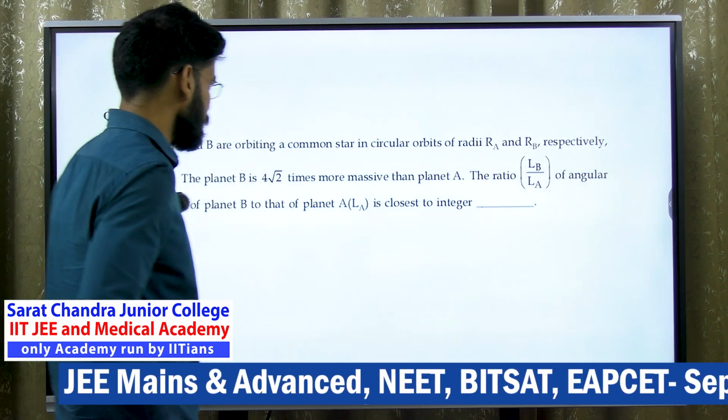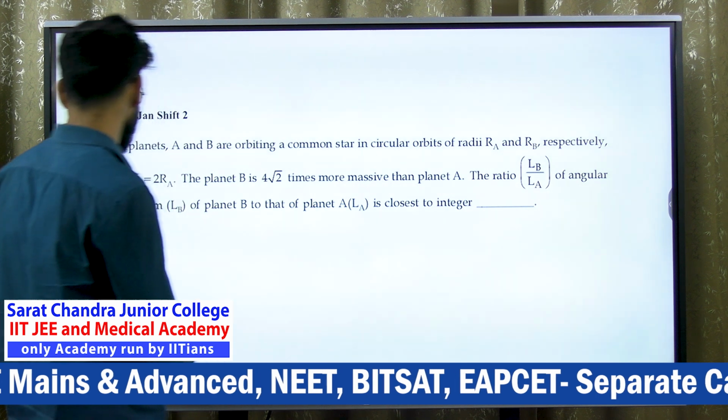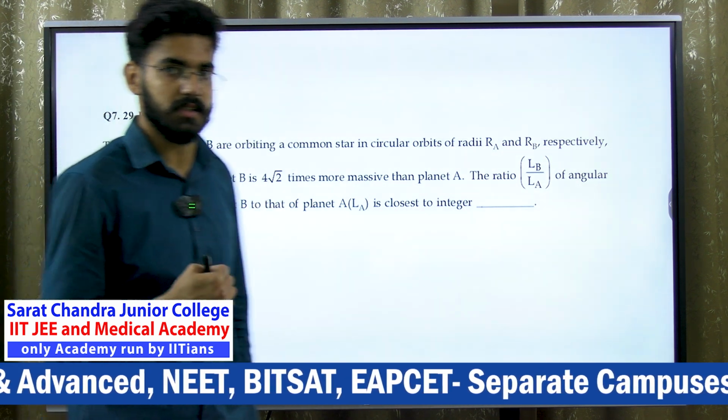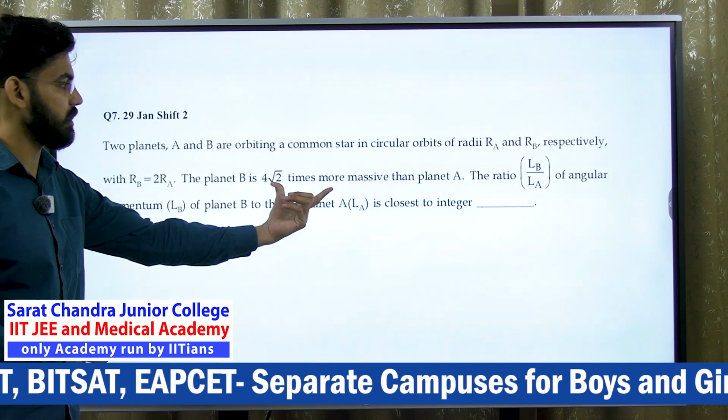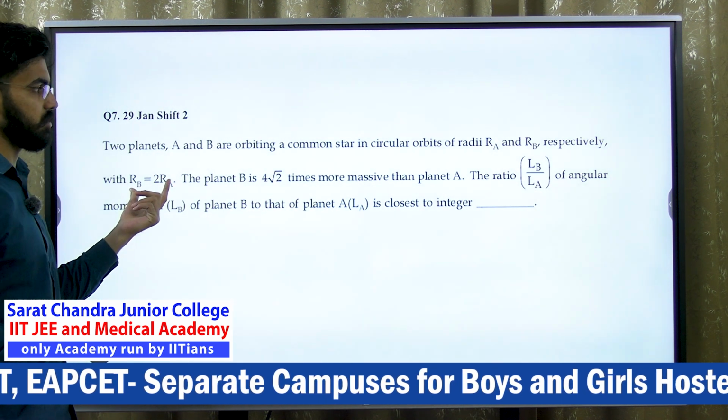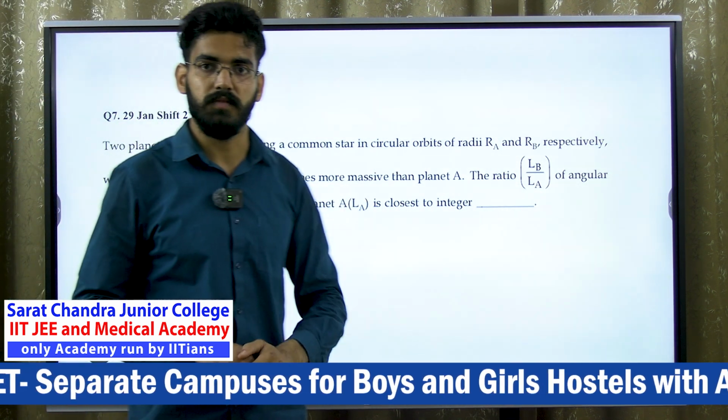That's how. What was there? Two planets revolving around a star of capital M mass, you assume. Mass of these planets are given in relation, and radius relation is also given. Angular momentum is what, MVR. That's it.